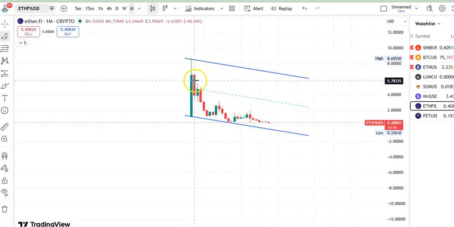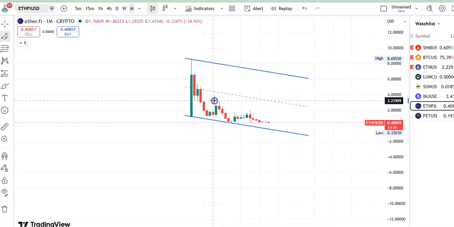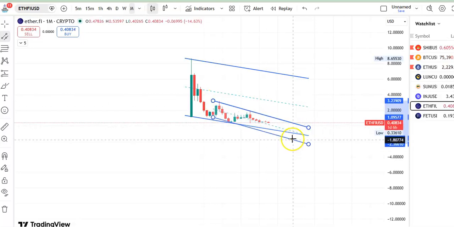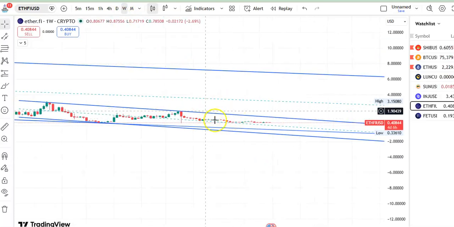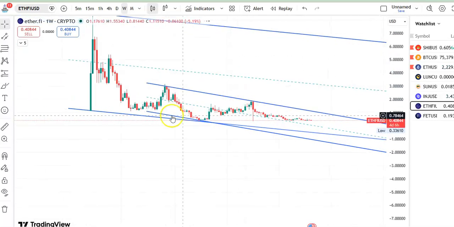Okay, so this is the resistance trend line, and this is the support trend line. So within this channel pattern only the fall is taking place. And if you go to the weekly chart, you can see very clearly how these candles are moving.